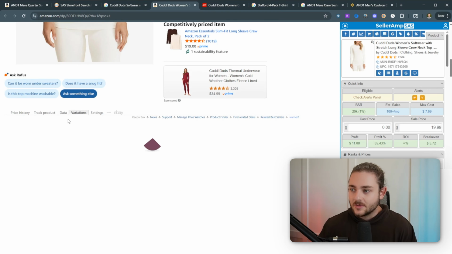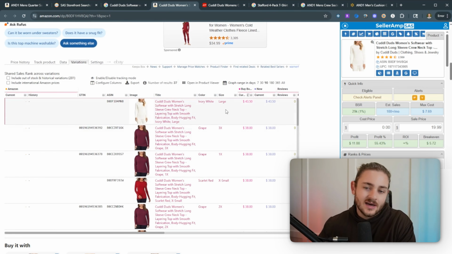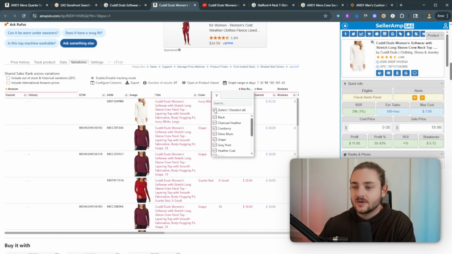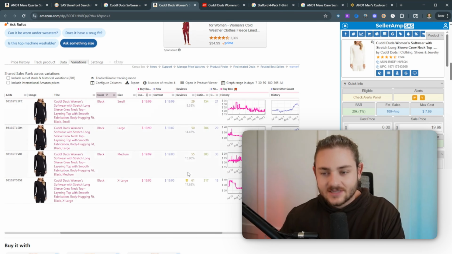I just want to focus on the ones that are black. So to do that, I'm going to go to variations, and this is on a software called Keepa. SellerAmp is 20 bucks a month. Keep it nice and simple. The only other software you need besides this is Boxem, which is basically how you make shipments and stuff. So keep your overhead nice and low in terms of software.